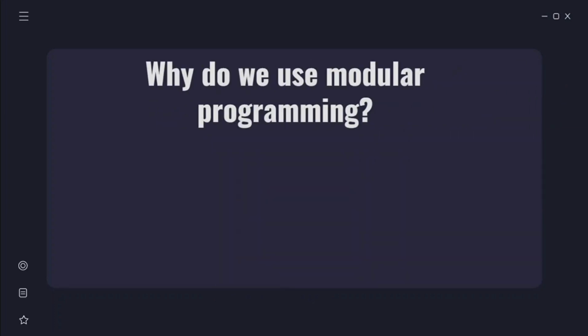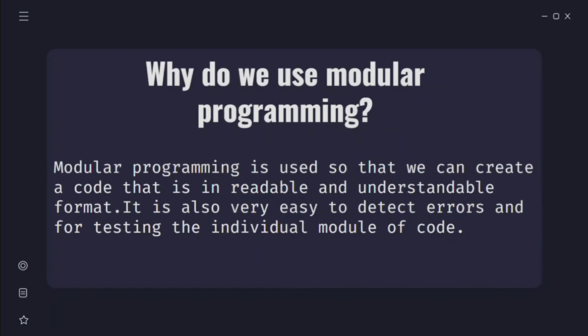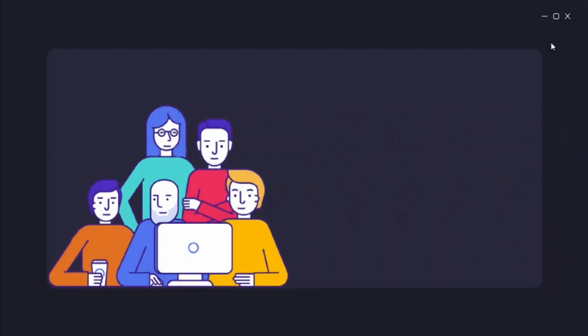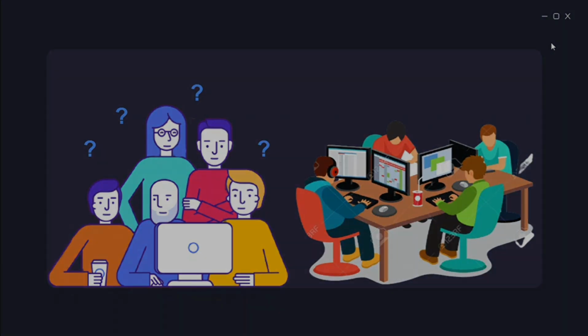Why do we use modular programming? Modular programming is used so that we can create code that is in a readable and understandable format. It is also very easy to detect errors and to test individual modules of code. Suppose a group of coders are creating a game in a single module, it might create a lot of confusion. But if they split up their work and work on different modules, the work will be faster and easier.